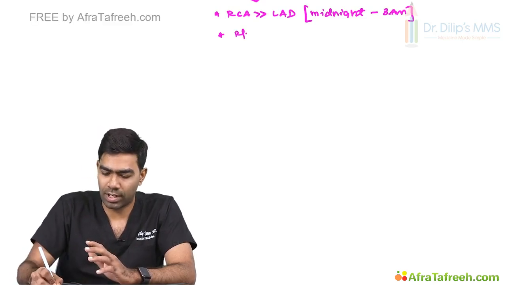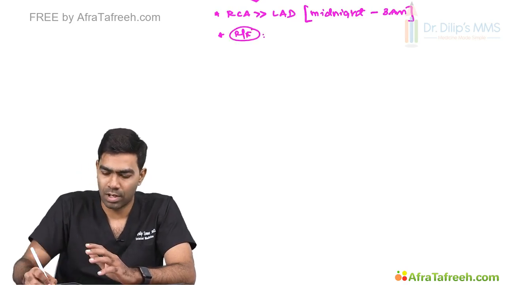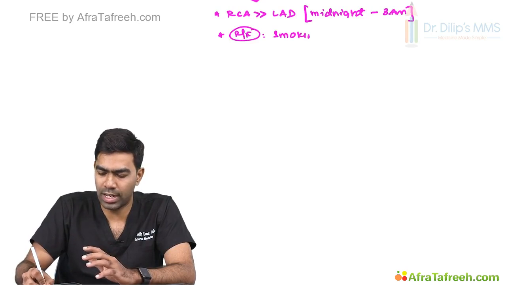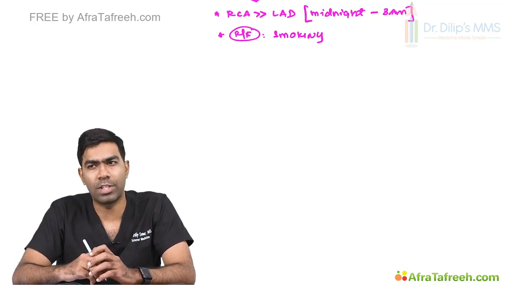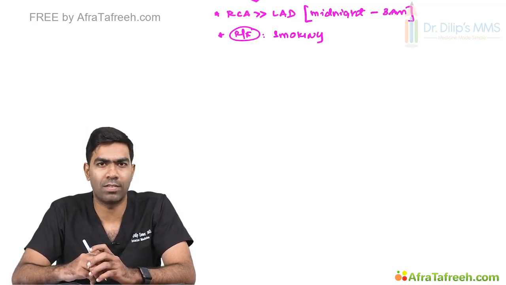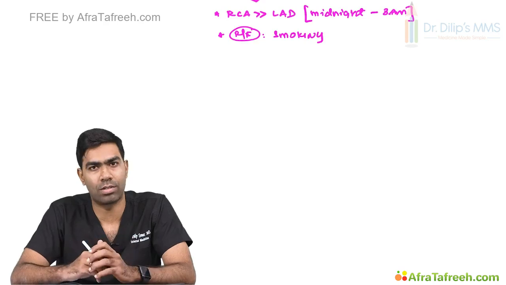And what are the risk factors for developing vasospasm and subsequent vasospastic angina? Of course, the most clinically relevant risk factor is going to be smoking, and the majority of the patients who have Prinzmetal angina will be elderly, aged 50, 60, and they will be heavy smokers.